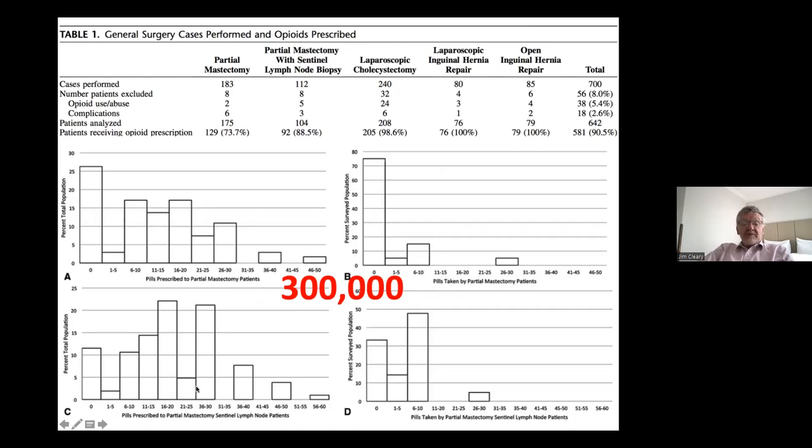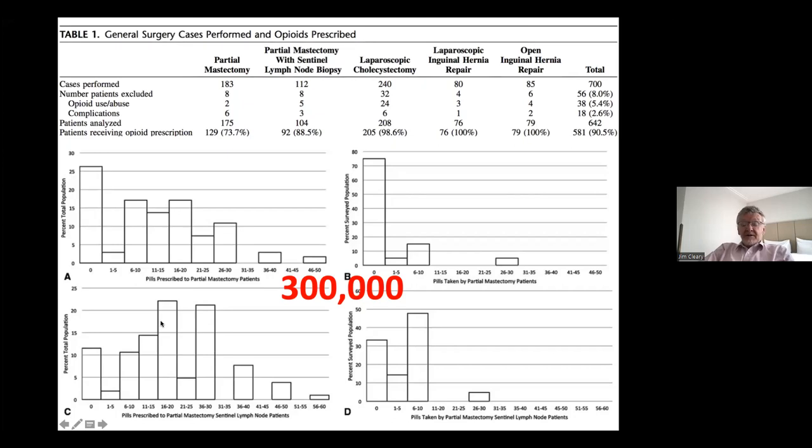If you went on to have a partial mastectomy and lymph node dissection, we can see that the number of tablets was actually higher. Still 30 was a general sort of number. And we can see that patients took more, but in general, very few patients took more than 10 tablets. So maybe that's what we should be giving patients rather than giving them 30 tablets with another 20 or so sitting around.